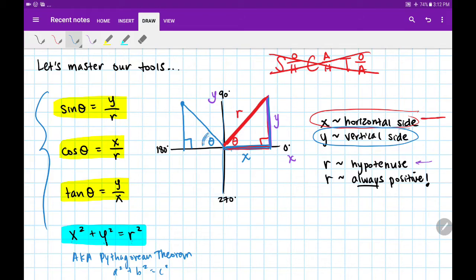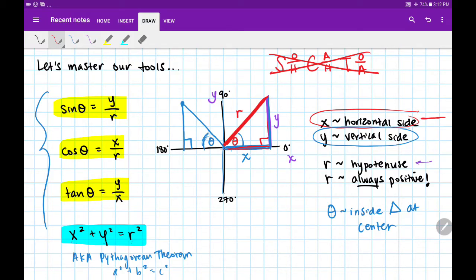It's inside the triangle. Make a note to yourself. Theta is always inside the triangle at the center. So first it was here, now it's here for a different angle. So let's label x, y, and r.